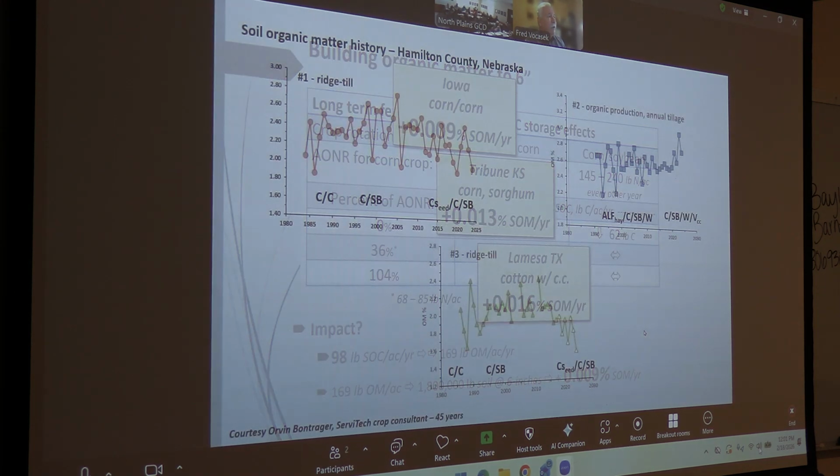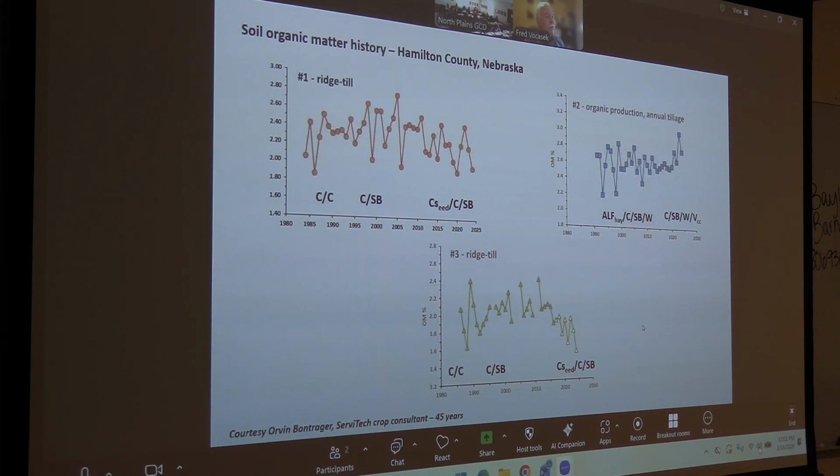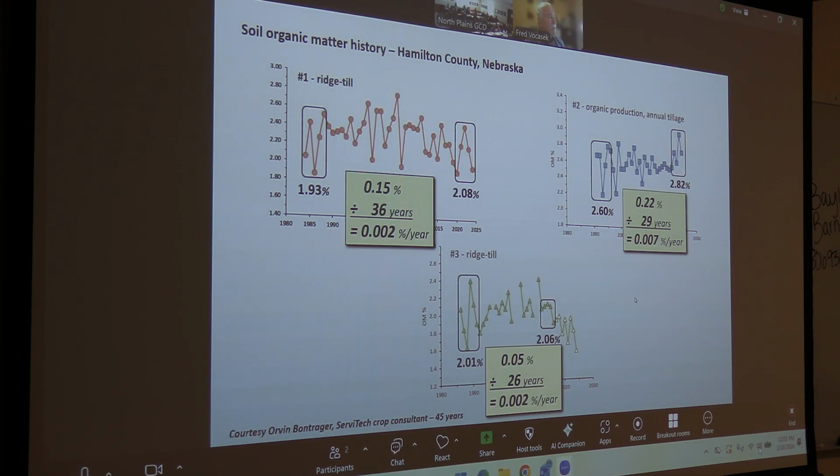I took a look at one of our agronomists in south central Kansas, south central Nebraska. He sent me 30 years worth of organic matter results, he's been at it, he's a gray here, for 3 different fields. And what I did was I tried to figure out what kind of organic matter increase we had. Well, in this case, we didn't have much change. In this case, we didn't have much change. Now, here we had some increase by 7 1/1000ths of a percent per year.